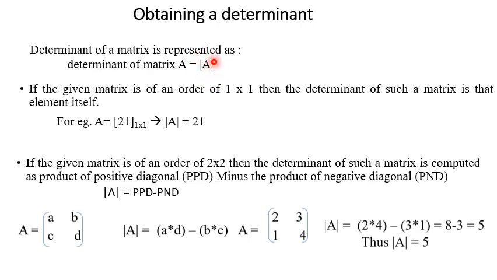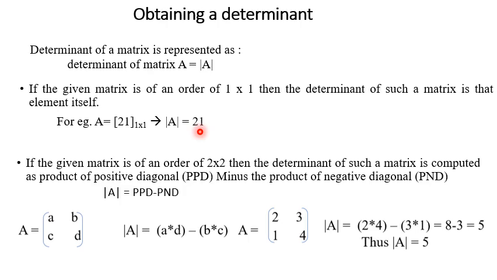which simply means that this is being called a determinant of A. Now, if the given matrix is of an order of 1 by 1, then the determinant of such a matrix is that element itself. For example, I have a matrix A which has a single value as its element. So the order of the matrix is 1 by 1. The value is 21. Now what will be the determinant of A? It will be that particular element itself, that is 21. So it is very simple. If we have a 1 by 1 matrix, then the determinant will be that particular element itself.